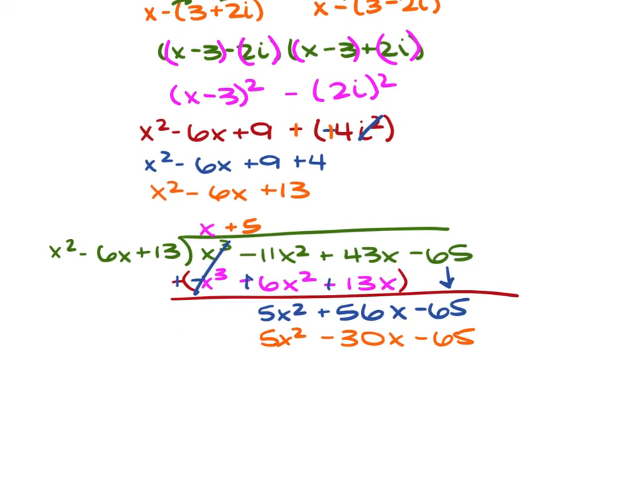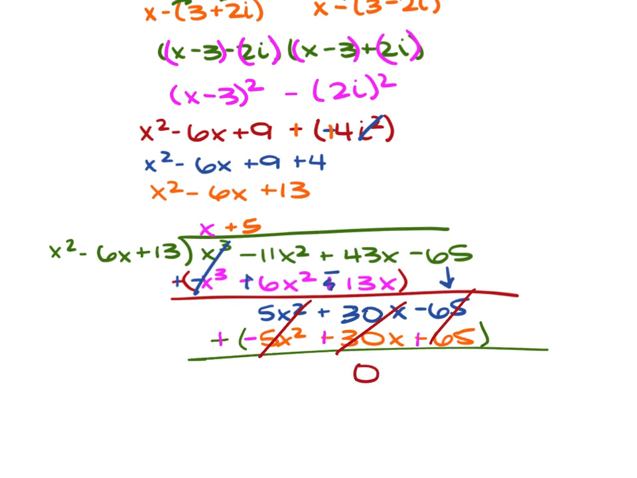So this 13 should have been a plus 13, which then would turn it into a negative. So when we do this, we're subtracting the 13 from 43, which gives us a 30. All right, so now this works. So plus 30x. Now from here we're going to subtract. So this becomes a negative, this becomes a positive, this becomes a positive. The 5x squared minus 5x squared cancel, 30 minus 30 cancels, and 65 minus 65 cancels, so we're left with 0.